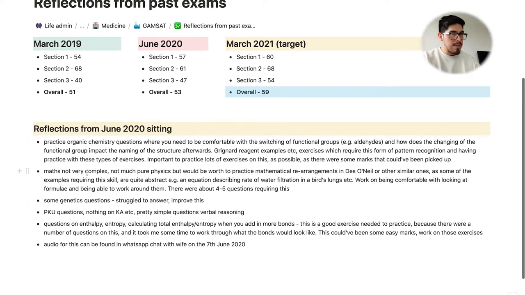So basically I started mentioning that the maths wasn't very complex. It was more about practicing mathematical rearrangements, being comfortable with applying maths to abstract situations. I remember there was a question about water filtration in bird lungs, which was so random, but for some reason it stumped me last time I sat it. So a lot of it was for me to practice applying those skills to different situations.